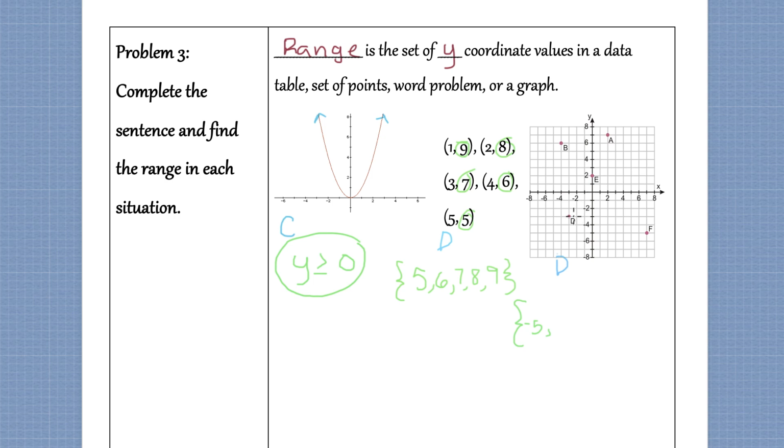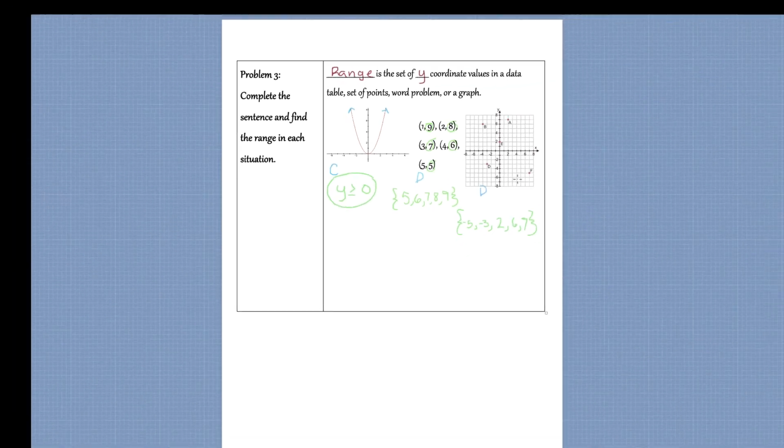Our second point, we're going to use point D, and it's going to be -3. Our third point is point E, which is 2. Our fourth point is point B, which is 6. And our fifth point is point A, which is 7. And so these together would make the range of this function.